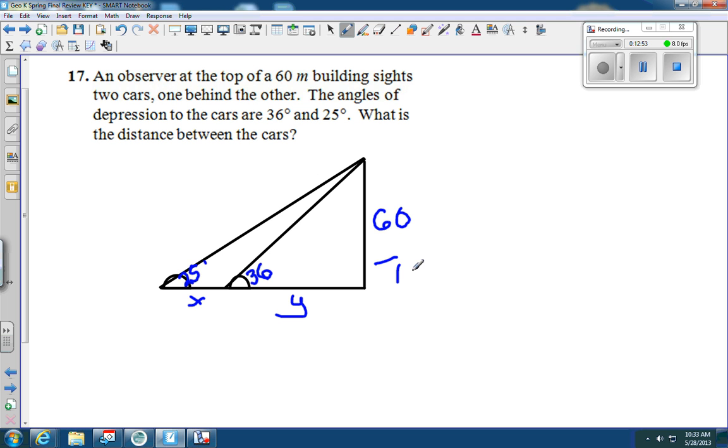Okay, so on this one I'm finding opposite over adjacent, so I'm going to do tangent of 36 equals 60 over y. So to solve that, I'm going to do y equals 60 divided by tangent of 36, and that gives you y is about 82.6.